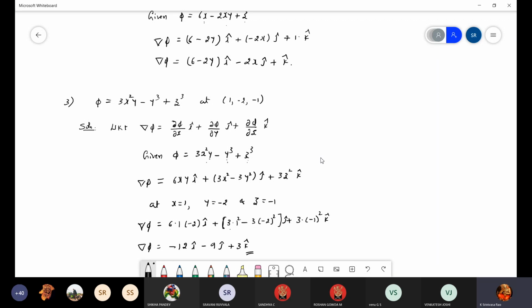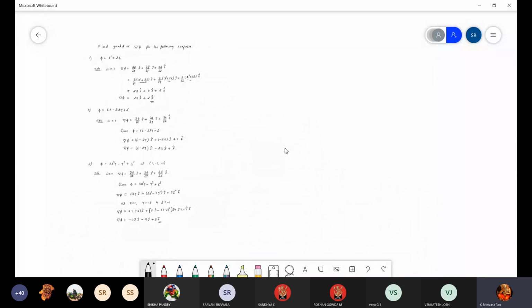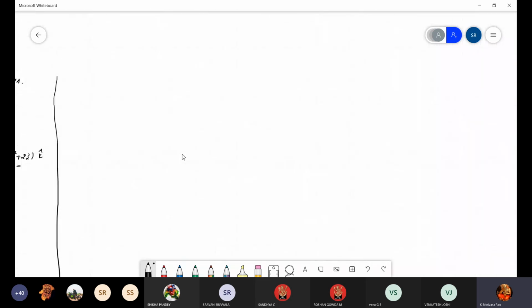Okay, next problem. Fourth one. Phi equals x square y minus 2xz plus 2y square z power 4 at 2 comma 1 comma minus 1.